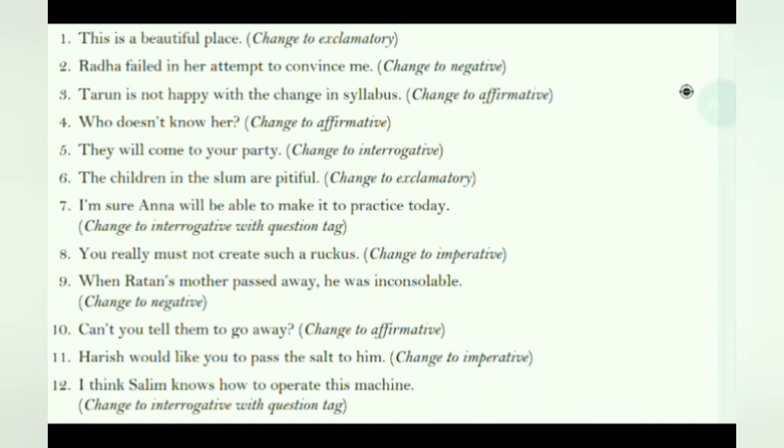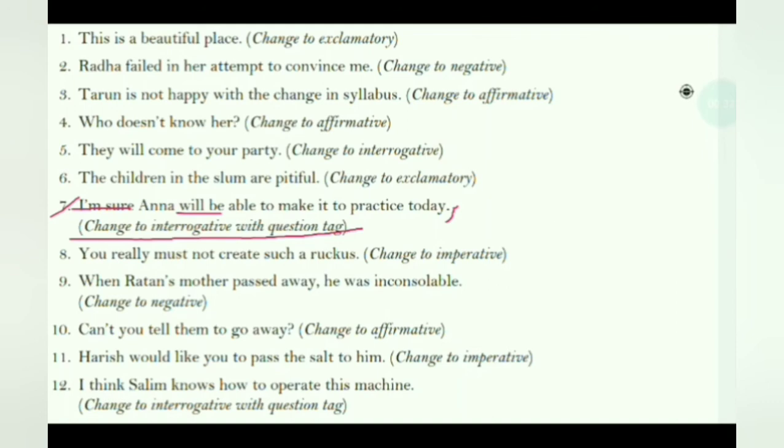The next sentence is, "I am sure Anna will be able to make it to practice today." The instructions in the bracket are change to interrogative with question tag. To make a question tag, we need to make it a declarative sentence. So remove "I am sure." The sentence would start from "Anna will be able to make it to practice today." Here would come a comma and the helping verb "will."